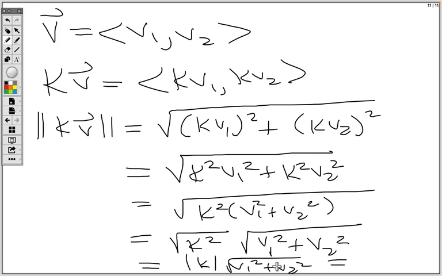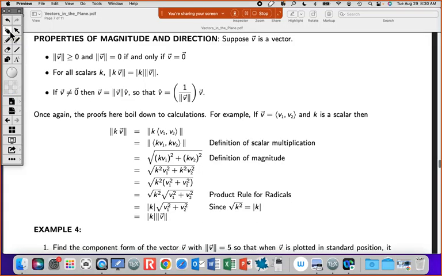And then we recognize this. You're squaring the components, adding them up, taking the square root. That's then the magnitude of v. So once again, these proofs in this section all come down to doing these calculations in general, and then using the appropriate properties of real number arithmetic. A lot of these properties are inherited, once again, from the real numbers.